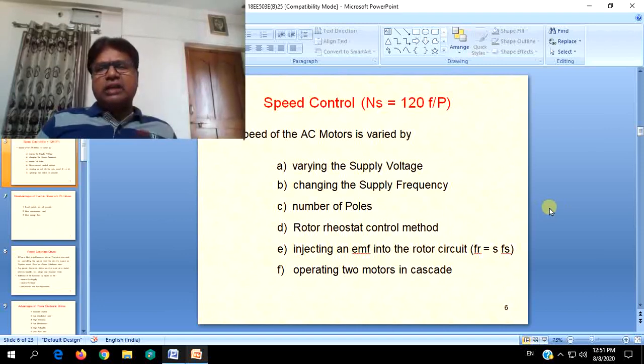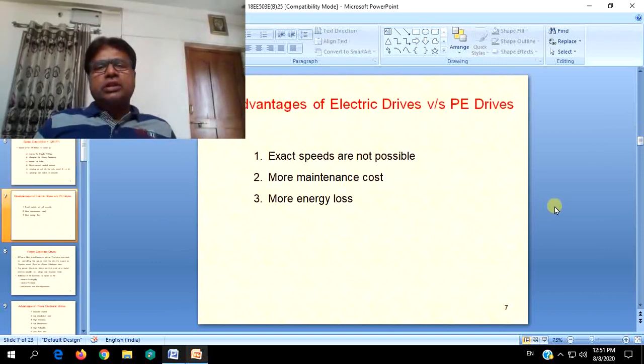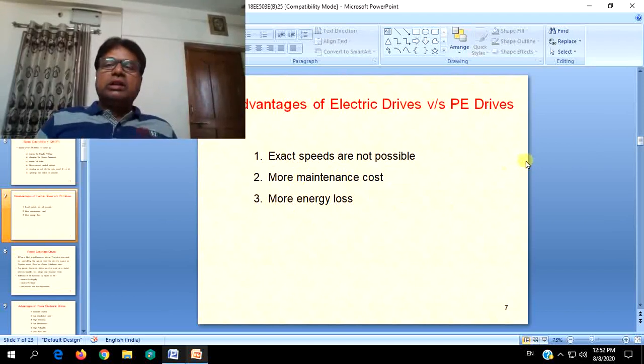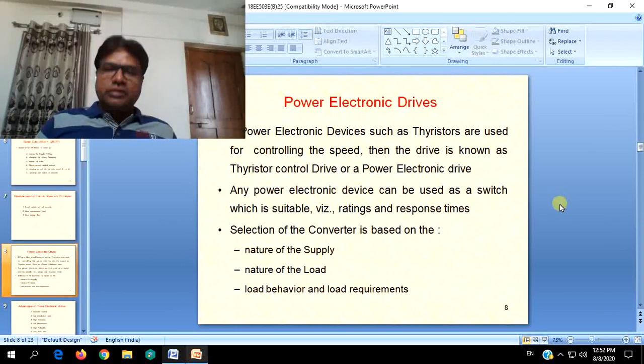As more losses are there in the speed control equipment, eventually energy will be lost and efficiency will be somewhat less. But again it is better compared to conventional drives. Again, maintenance cost will be more. In the case of power electronic drives, these problems are eliminated. But what are these power electronic drives? That we will be discussing in this slide.